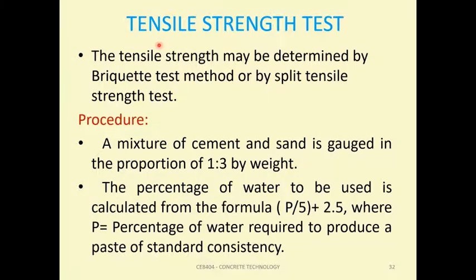The next test is tensile strength. Tensile strength is determined by the Briquette testing method or split tensile strength test. In this, we will see about the Briquette test method. In this, a mixture of cement and sand is gauged in a proportion of 1:3 by ratio, same as that of compressive strength. But the percentage of water added for the tensile strength is P by 5 plus 2.5%.